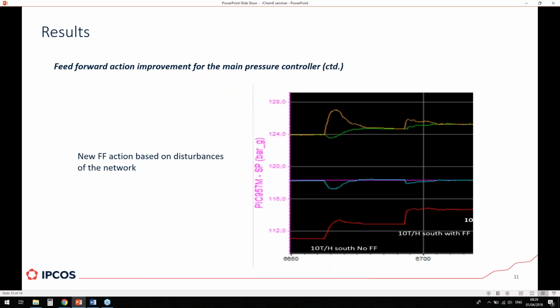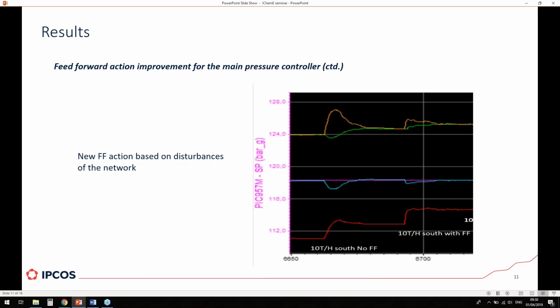So what did we do? Well, we then thought about making a change, and this change was, what if instead of using the full material balance, we only use the consumers? We only use the disturbances on the network. Because in that case, you're not looking at yourself, you're only looking at the externals.